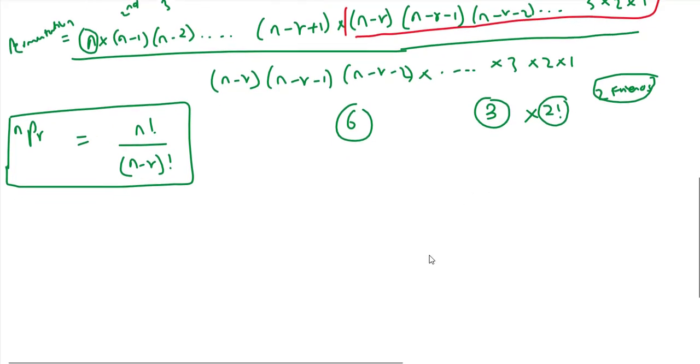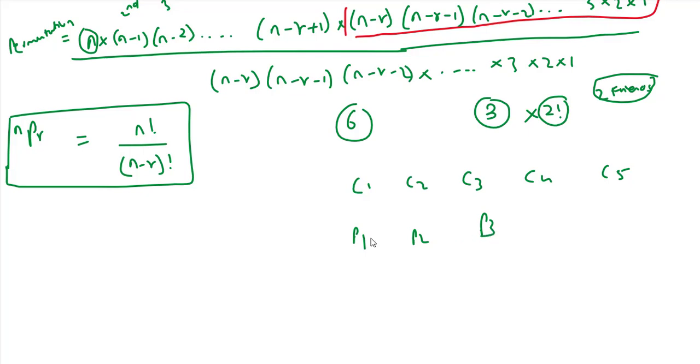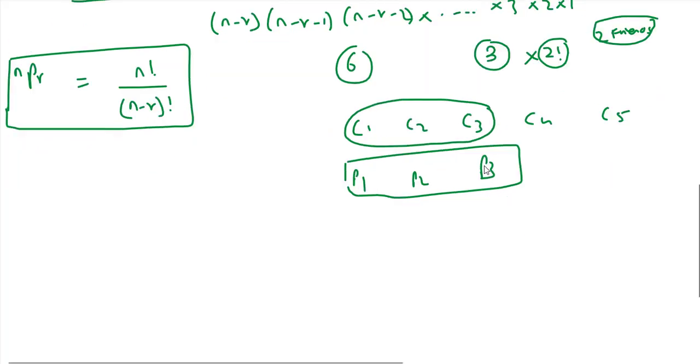Let us take one more example. Suppose there were 5 chocolates, C1, C2, C3, C4 and C5. And let's say there were 3 people, P1, P2 and P3. And you have to distribute these 5 chocolates to these 3 people. So how would you do this? First you will take the first chocolate and give it to person 1. Then you will pick up the second chocolate, give it to person 2. And then you will take the third chocolate and give it to the third person. Suppose you take these 3 chocolates first. In how many ways can you distribute these 3 chocolates to these 3 people?